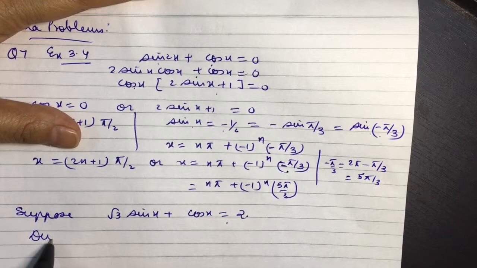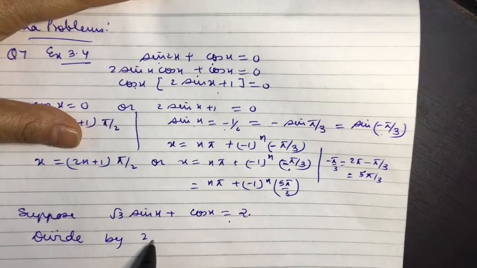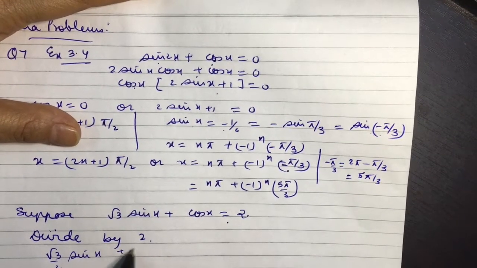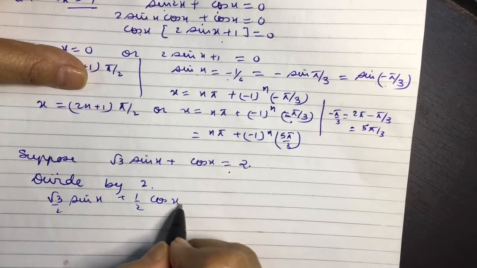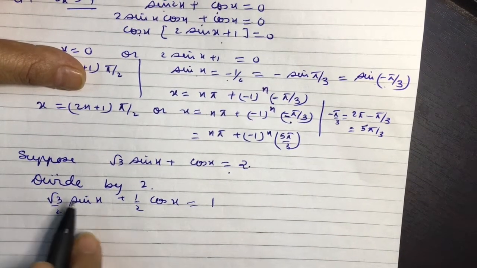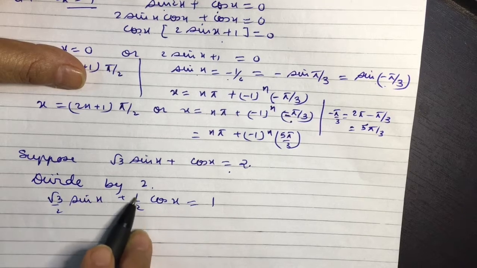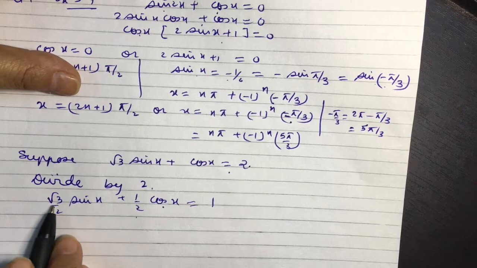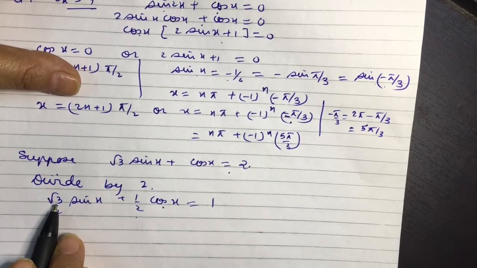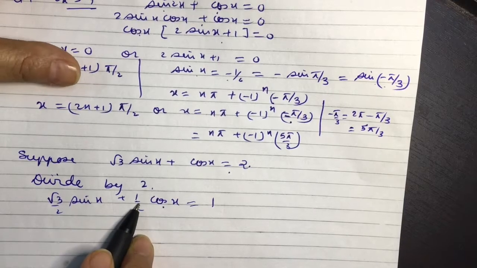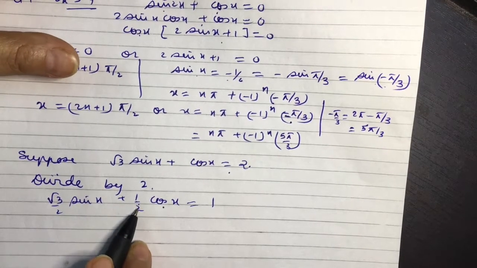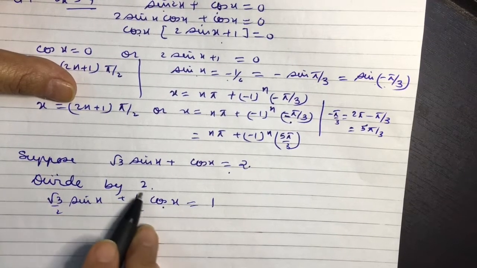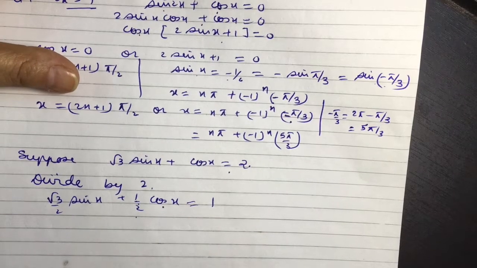So what we do is divide the whole equation by 2. So what do I get? Root 3 by 2 sin x plus half into cos x equal to 1. Now here there is root 3 by 2 with sin x and half with cos x. I can write any one angle, like suppose I write cos of 30 here. So here it will become sine of 30, which gives me half. Or I can take it as sine of 60 and this becomes cos of 60. So either way I can do it.